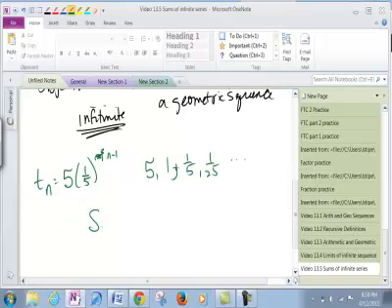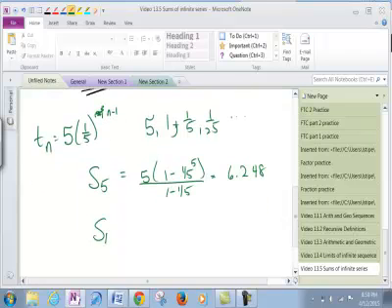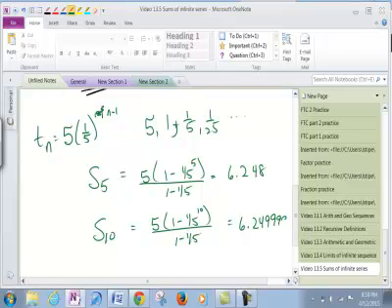So if I ask you to add up 5 of those terms, you'd get your calculator out and you'd put in 5 times the quantity 1 minus 1/5 to the 5th power, all over 1 minus 1/5. I'll do that work for you. You get 6.248. Nothing too unusual about that. If you add the sum of the first 10 terms, again, same, but with a power of 10, you get a little bit more, but not that much more.